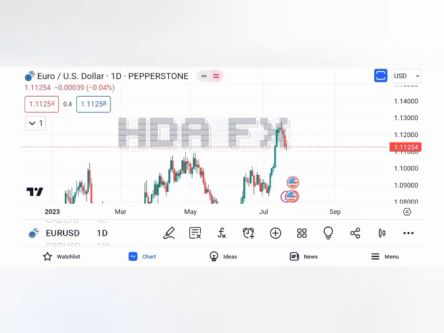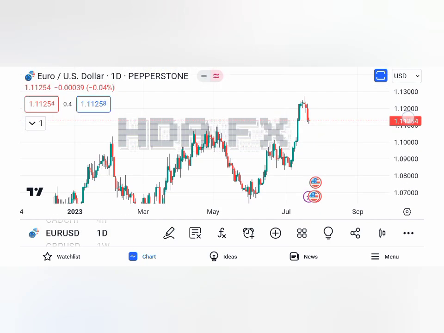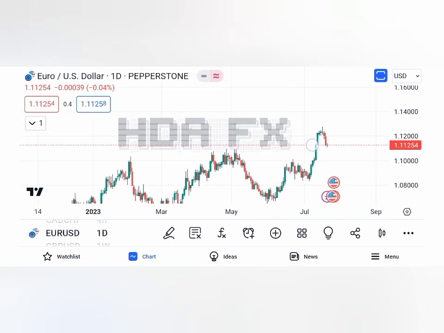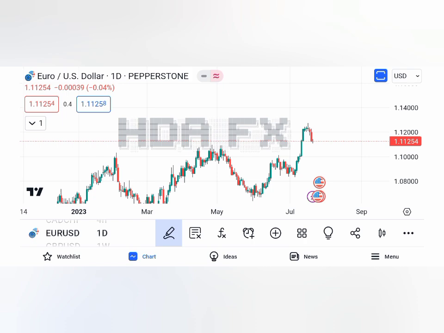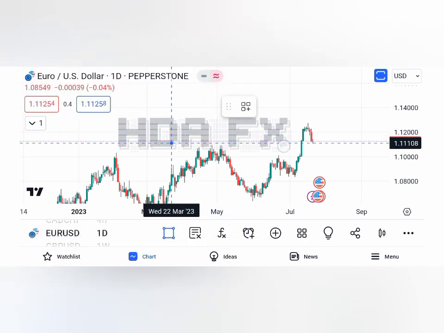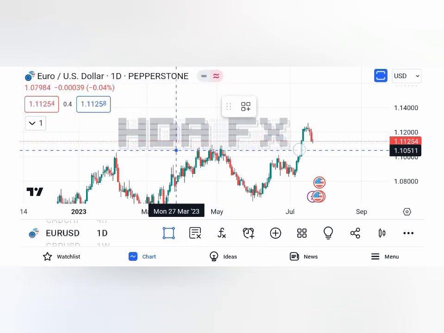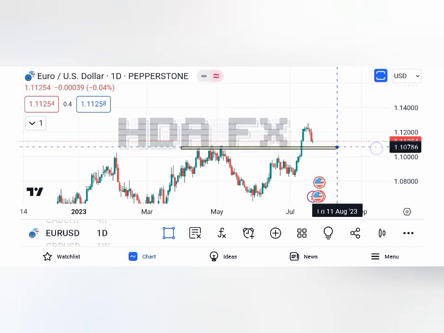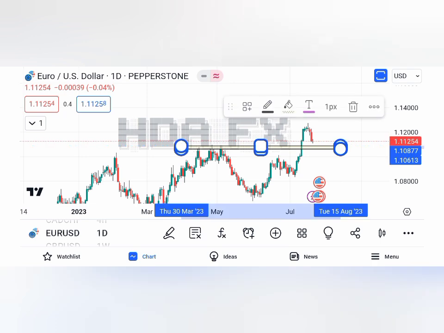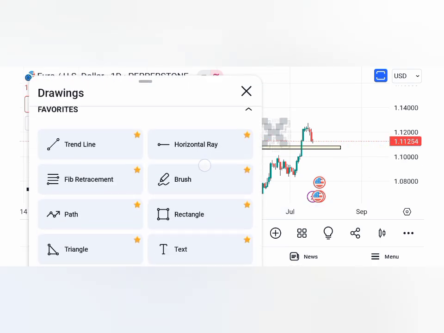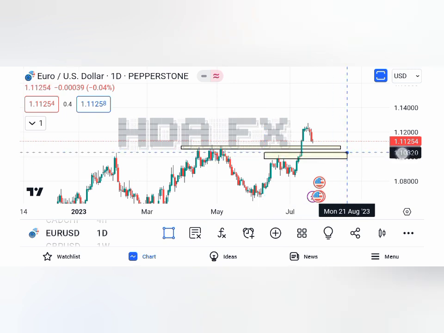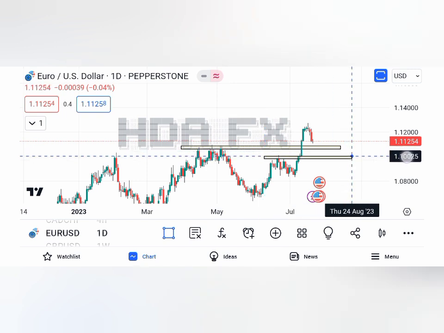Okay guys, our next pair we'll be looking at is the Euro USD. On the daily time frame, we can see that Euro USD is kind of bullish. Now if we spot our key levels, we can have a key level at this very point on Euro USD, and we can also spot another key level here, and another key level here.